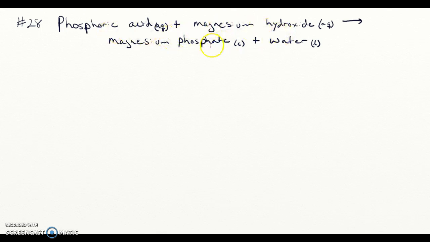Magnesium hydroxide we're going to make, and it yields magnesium phosphate, which is a crystal. That means this is a precipitate, and it also gives us water in liquid form. So it turned kind of cloudy. That's what would happen to this thing. You'd start to see a crystal form.